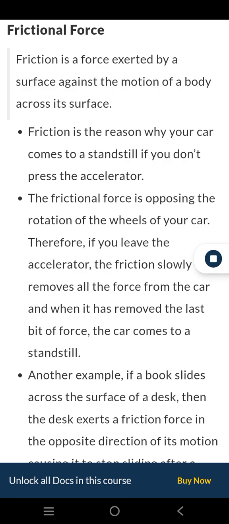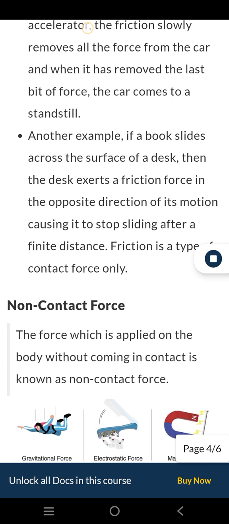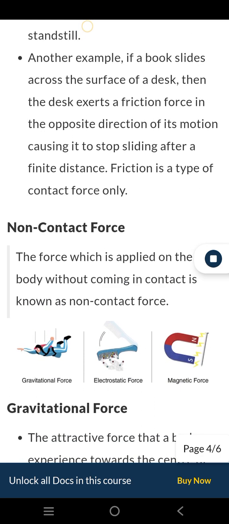The frictional force is opposing the rotation of the wheels of your car. Therefore, if you leave the accelerator, the friction slowly removes all the force from the car, and when it has removed the last bit of force, the car comes to a standstill. Another example: if a book slides across the surface of a desk, then the desk exerts a friction force in the opposite direction of its motion, causing it to stop sliding after a finite distance. Friction is a type of contact force only.